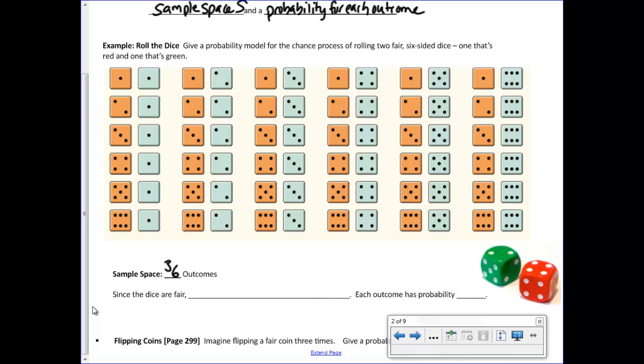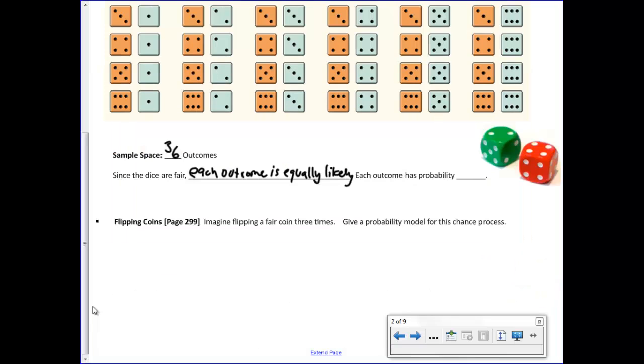There's 36 outcomes. Since the dice are fair, each outcome is equally likely, and each outcome has a probability of, say I look at this one, what's the probability I get a red 6 and a green 1? The probability I have that occurring is 1 out of 36 total.